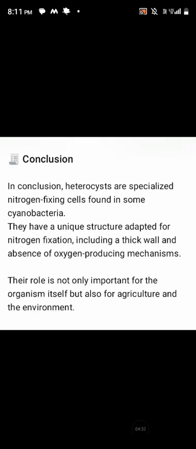Now, conclusion. In conclusion, heterocysts are specialized nitrogen fixation cells found in some cyanobacteria. They have a unique structure adapted for nitrogen fixation, including a thick wall and absence of oxygen-producing mechanisms. Their role is not only important for the organism itself, but also for agriculture and the environment.